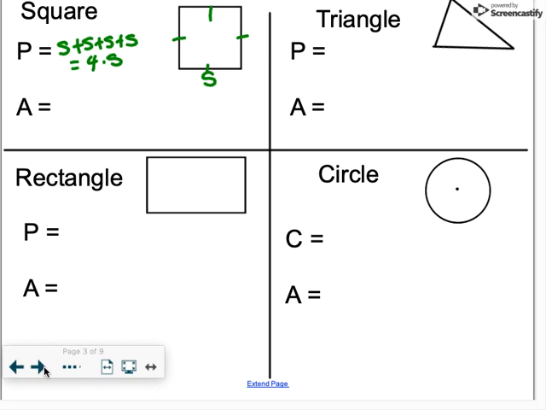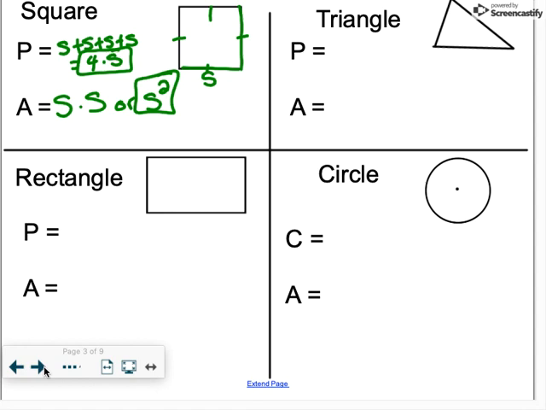To find the area of a square, what we're going to do is length times width, but in a square that's the same measurement, so it's just S times S, or we could rewrite this as S squared. So that's perimeter for a square and area for a square.